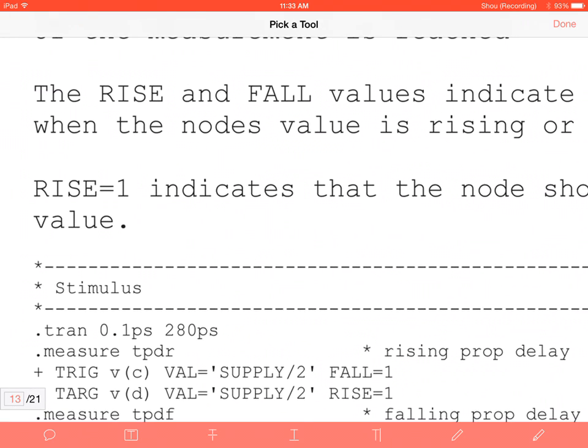You can zoom in here. So we have our rise. If we have our rise delay measurement, what should we have for dot measure TPDF? What should this command be?